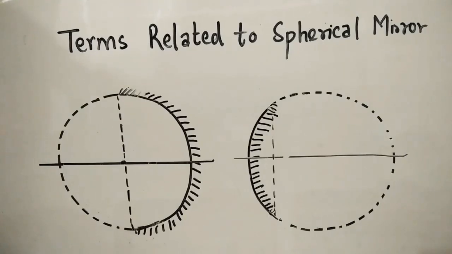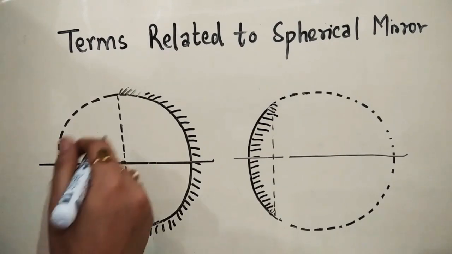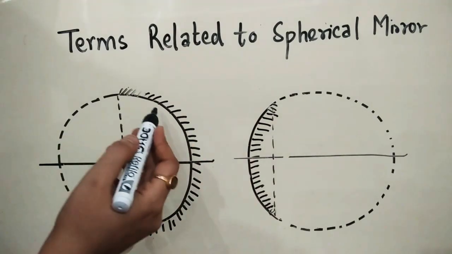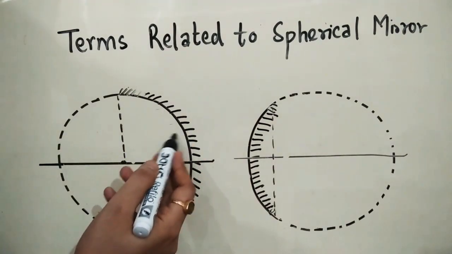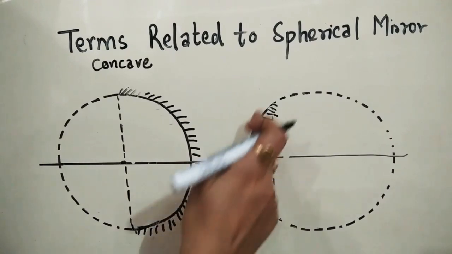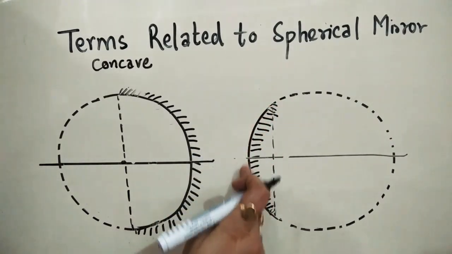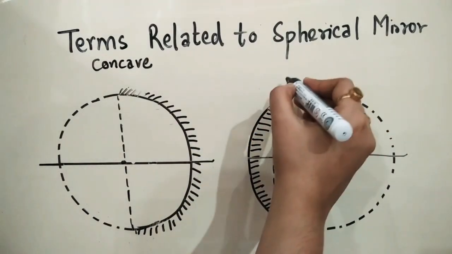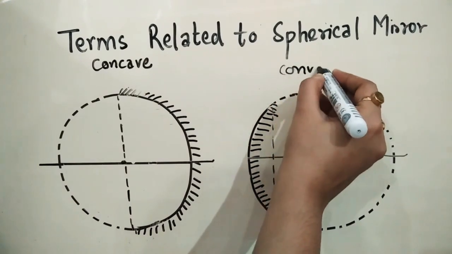Now we will discuss the terms related to the spherical mirror. As we have discussed, there are two types of mirror. One is the concave and the other one is the convex. For example, in this figure the reflecting surface is the inner side, so this is a concave mirror, and similarly in this hollow sphere the reflecting surface is the outer side, hence it is a convex mirror.